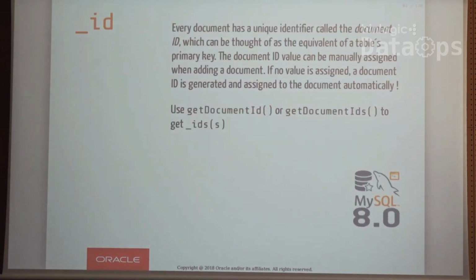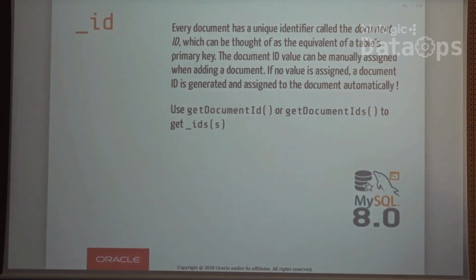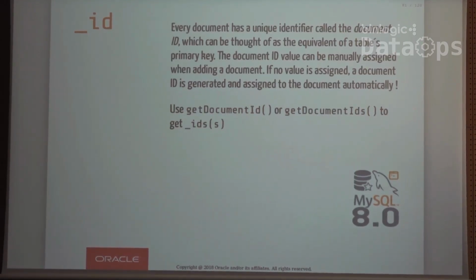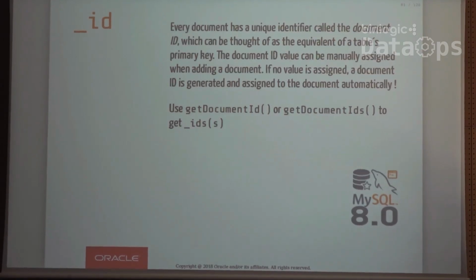So every document needs to have that ID. It's mandatory. If you don't have an _id in a table, it will not be seen as a collection when you use the X protocol, right? And if you have extra columns other than doc and the generated one, it won't be seen as a collection, but it will be seen as a table.